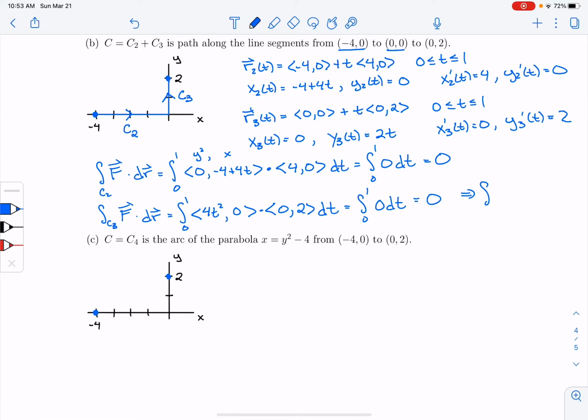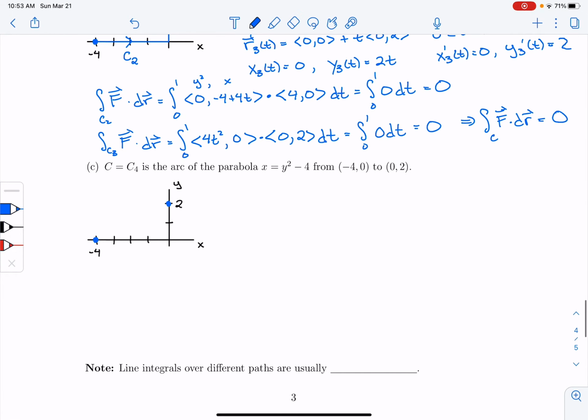So the integral over that curve, which is the sum of those two line segments of f dot dr, is in fact zero. So the force along that path consisting of two line segments, right, does not perform any work on that object as it moves. Let's try one more path.